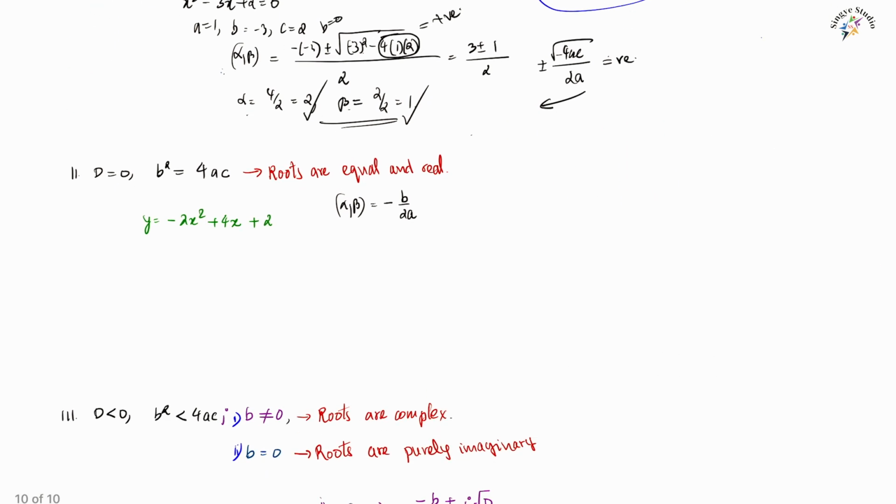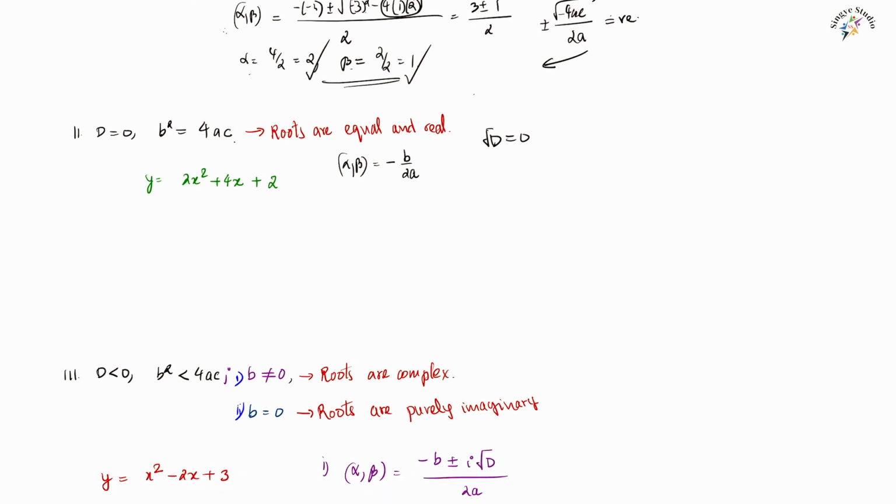Now, in the second case, D equals 0. This will only happen if b squared equals 4ac. And if this is the case, then our root of D will be 0, right? Therefore, the root will be negative b by 2a. So to understand more, let's see this example here. We have 2x squared plus 4x plus 2 equals 0. We have to set this to find the intercepts. So our a value is 2, b value is 4, and c value is 2.